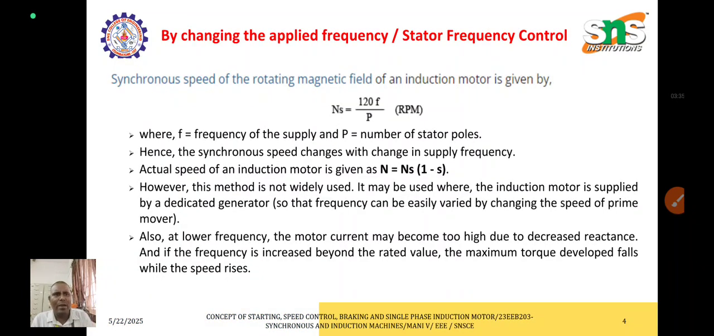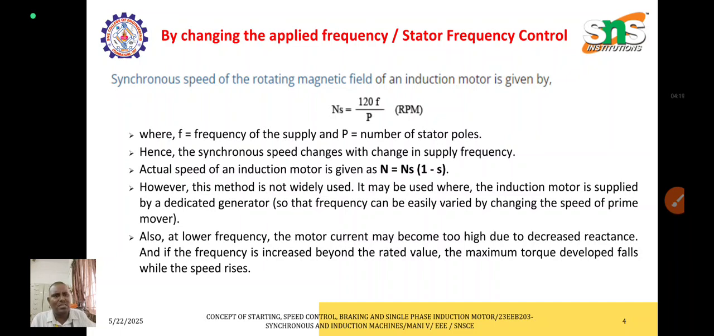The second one is by changing the applied frequency, or stator frequency control. According to the speed equation of the induction machine, the synchronous speed Ns is equal to 120 F by P. F is the supply frequency, 50 Hz, and the number of poles depends on the machine. It may be a 4 pole, 6 pole, or 8 pole machine, whatever it may be. From the slip equation, we can determine the actual speed or the rotor speed of the induction motor, N, which is equal to Ns into (1 minus S).